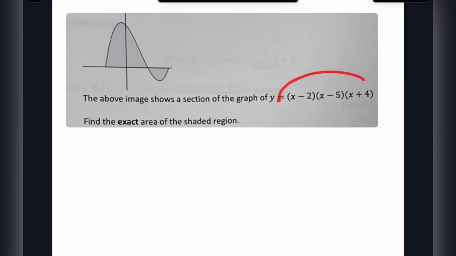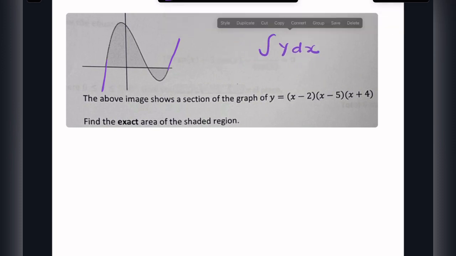In this question you have a cubic function and you're asked to find the area under the curve. So the cubic function obviously doesn't stop here. The cubic function would extend in both directions. But to find out the area, we'd need to do an integration. So you'd need an integration of y dx. So that's your area.